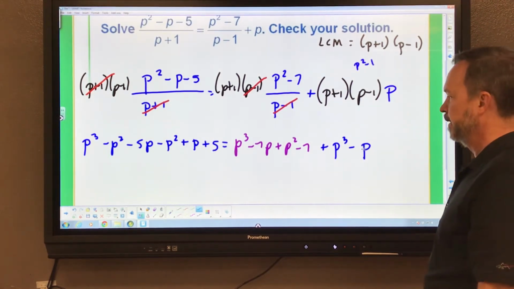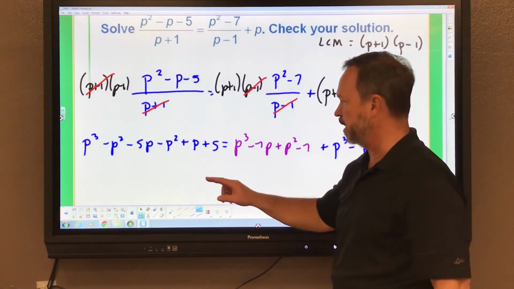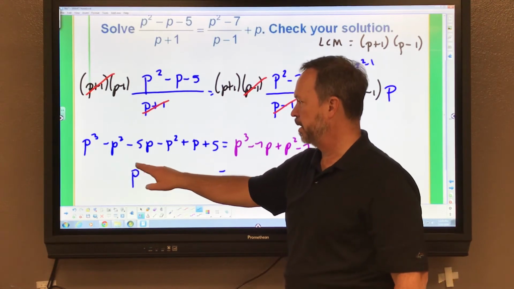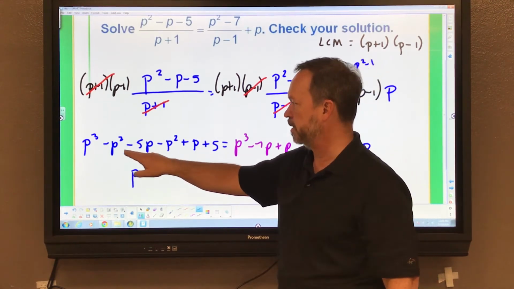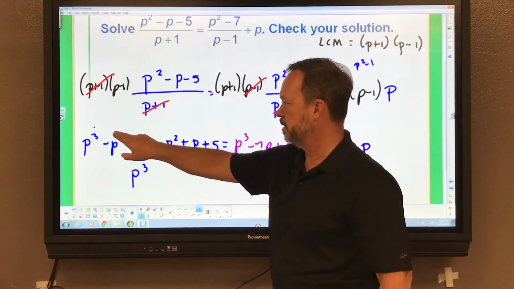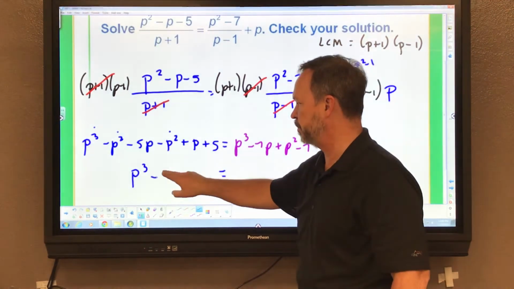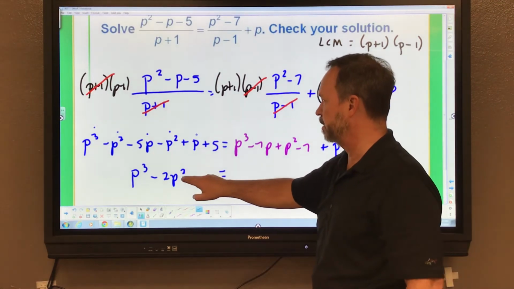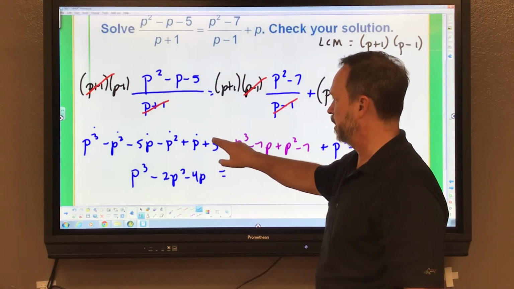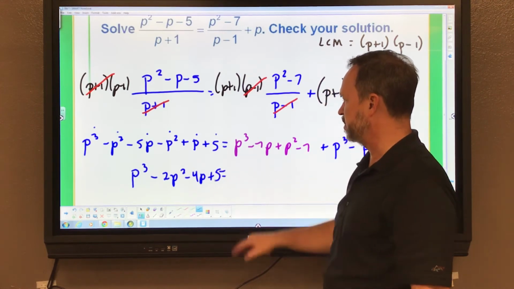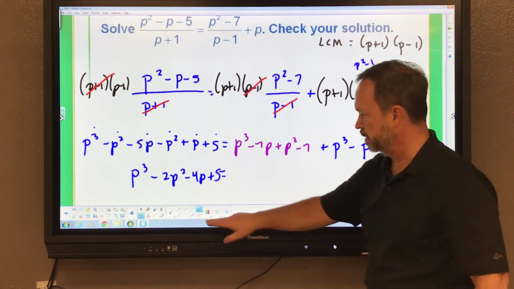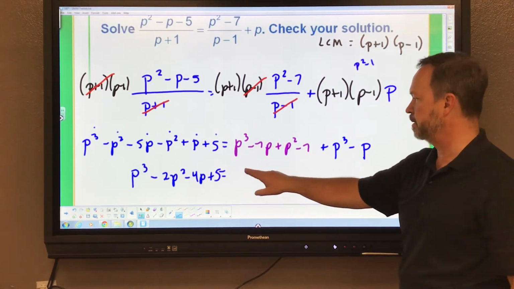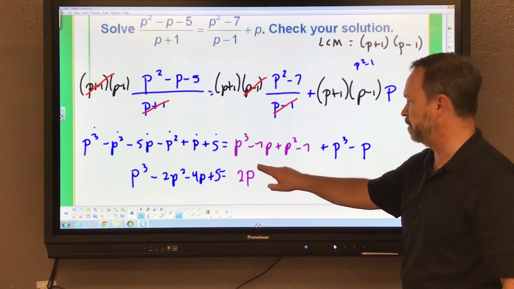Sure enough. So what I'm going to do on the left side is collect like terms. So I've got the p cubed, and this p squared and this one, okay, so I'll just put a dot up there when it's gone. So p squared and p squared is minus 2p squared. And then a minus 5p plus p. And then a plus 5. Almost didn't leave myself enough room. On this side, I've got a p cubed and a p cubed. Just 2p cubed, I think.